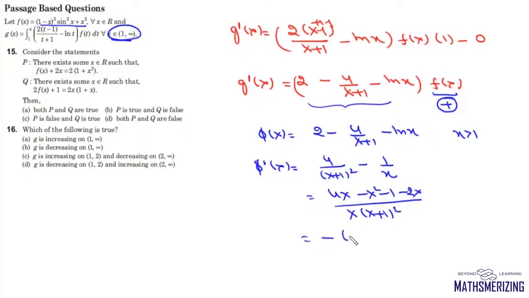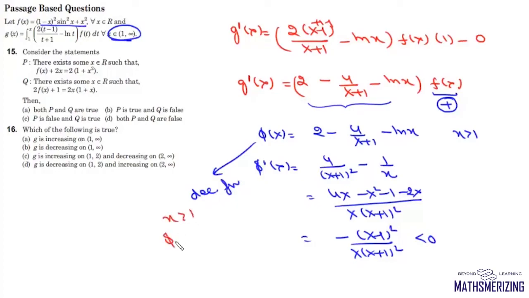So it will be minus (x minus 1) whole square times x upon (x plus 1) square, which is always less than 0. That means this phi x is a decreasing function. So if x is greater than 1, and since phi x is decreasing, phi x is less than phi 1. So we'll write phi x will be less than phi 1.